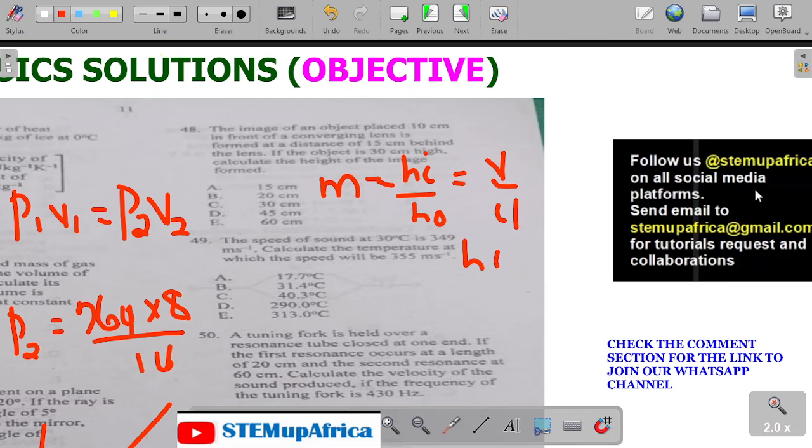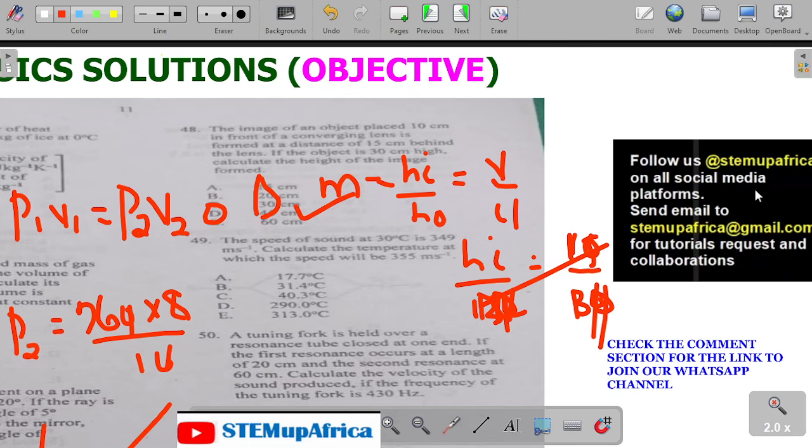So HI over object height equals 15 over 10... no, this is 10 over 30. Okay, no, this is 15, here is 10. You cancel. Here is 30, here is 10. You cancel 0. 15 times 3, the answer is 45. 48 is D.